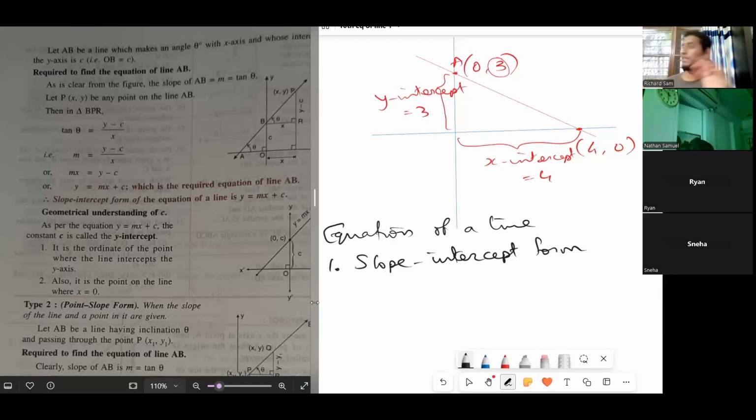Okay, now the next most important part of this chapter is to find the equation of a line. Till now, what all have we done? In the first part of the chapter, we worked on problems with x and y, that is, equations, and checking if a point lies on a line.